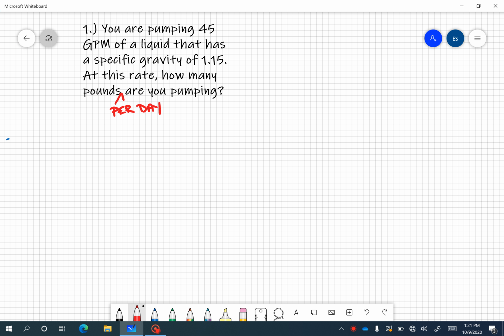Okay, let's go ahead and get started. This problem is very similar to problem number one in the ATCO workbook. So let's go ahead and take a look at it.